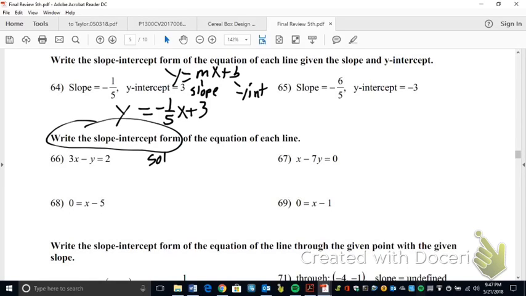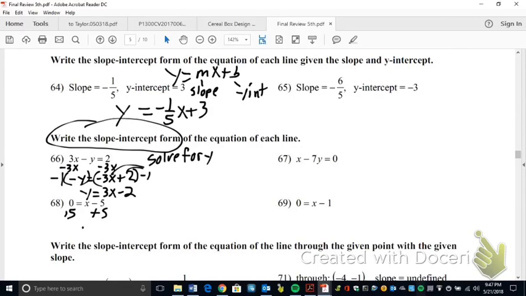Here, we write the slope-intercept form of each line. Now notice in each of these, y isn't solved for. And really, when we talk about solving for y, or solving for slope-intercept, what we mean is we solve for y. So we subtract 3x from both sides, and then we're going to multiply by negative 1. So we get y equals 3x minus 2. Remember, when we multiply by negative 1, we want to distribute it throughout the entire side.